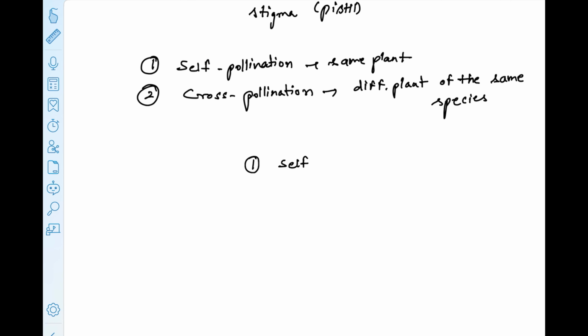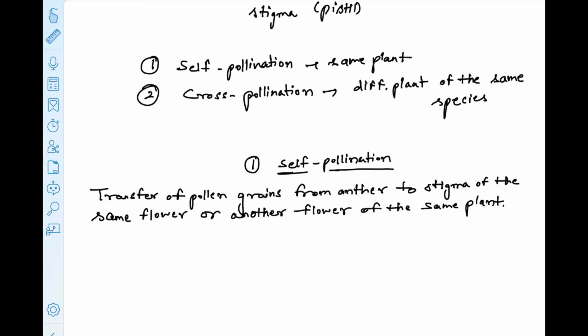So let's talk about them in detail. First one is self-pollination. Self-pollination can be divided into two types. First one is autogamy. In this type, pollen is transferred to the stigma of the same flower.